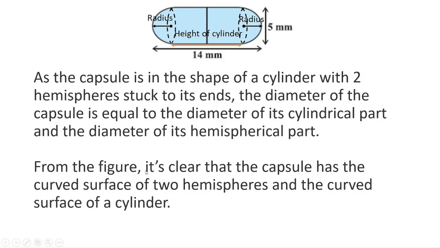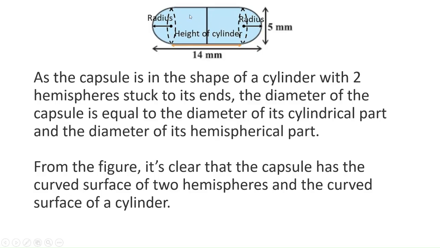Okay, so from the figure it is clear that the capsule has the curved surface area of two hemispheres and the curved surface area of the cylinder. If we take the entire capsule, in the middle we can consider the cylindrical shape, and at both ends we have hemispheres. So from the figure it is very clear that the capsule has the curved surface area of two hemispheres and the curved surface area of one cylinder. If we are able to conclude this point, it is very easy for us to solve the problem. I think you have understood till here, right?